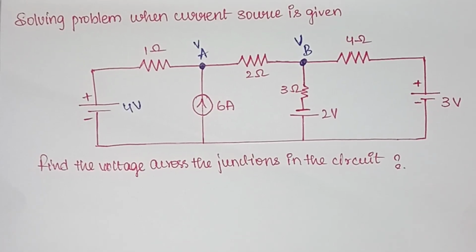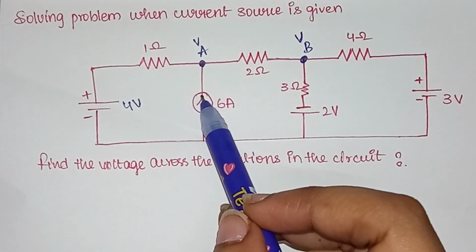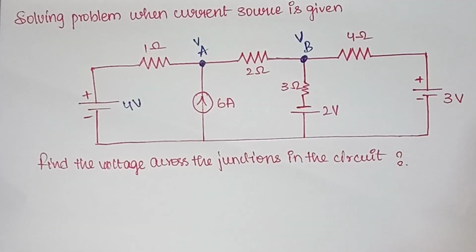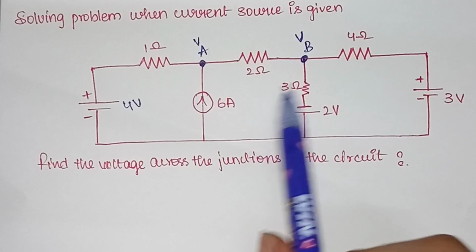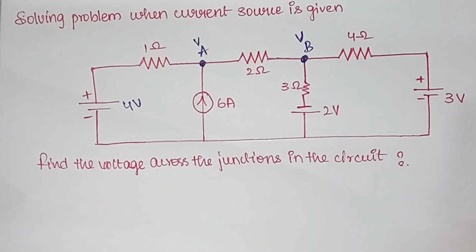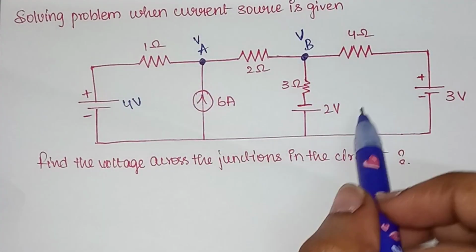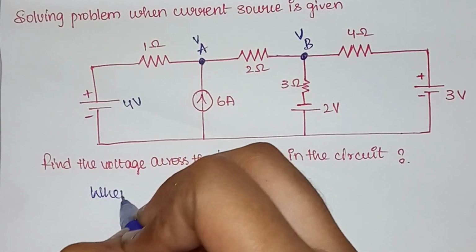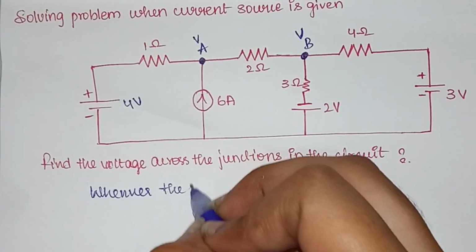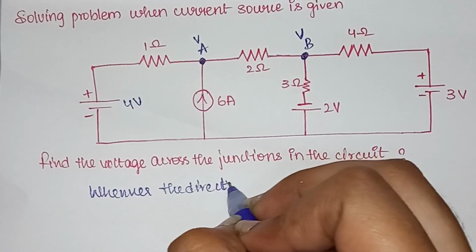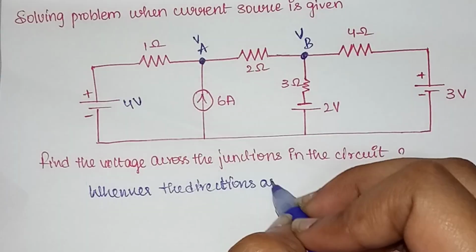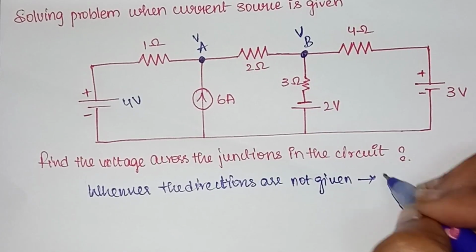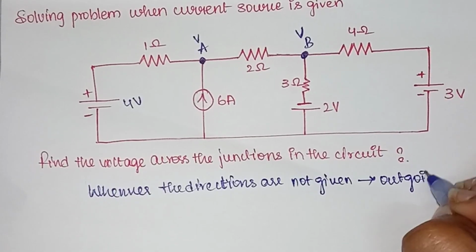Now for this particular junction, we were given that our current is in the incoming direction. But for this junction we were not given any current. So first let us note down the directions of the current. Whenever the directions are not given, you can take all the directions in the outgoing side. See, all the directions will be going in the outgoing side.